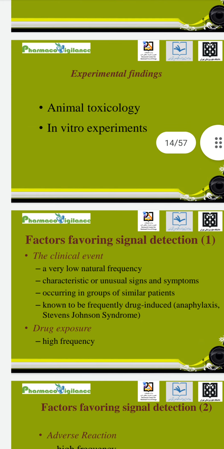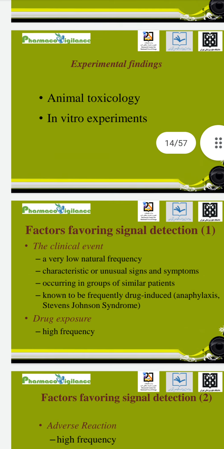Factors favoring signal detection. For the factors favoring signal detection, the clinical event: a very low natural frequency, characteristic or unusual signs and symptoms occurring in groups of similar patients, known to be frequently drug-induced, like anaphylaxis, Stevens-Johnson syndrome, and drug exposure with high frequency. Okay, again, which factors favor signal detection?